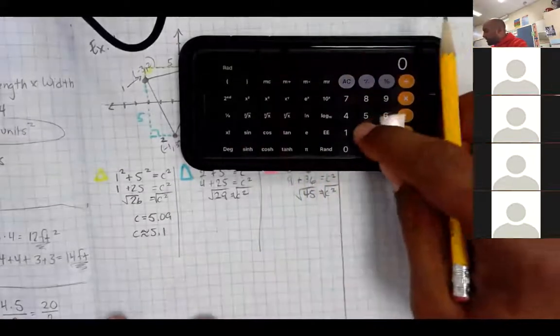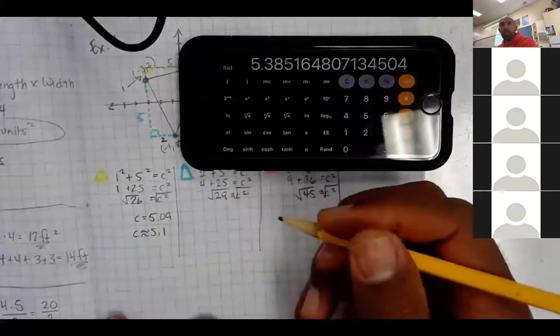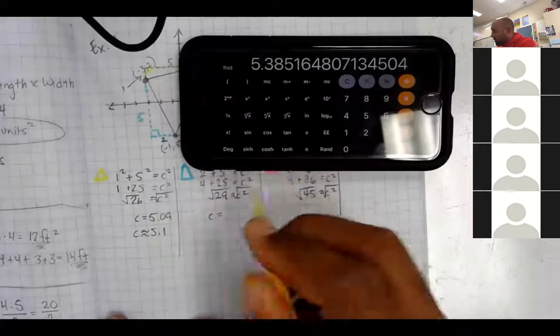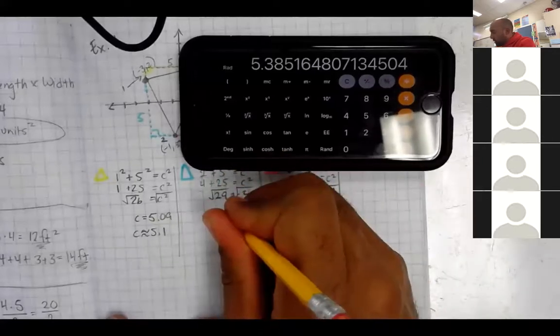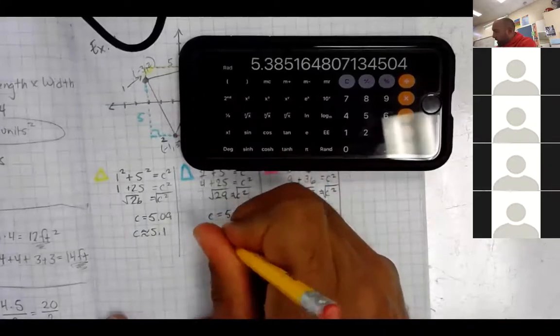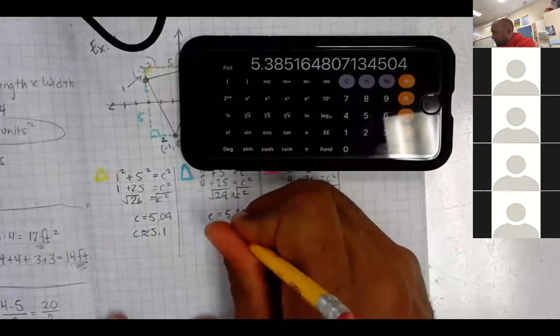with the 29. So 29, and then I hit the square root button. Again, you don't have to use your phone. I'm just showing you guys ways you can do this. Okay, so this is going to equal 5.38. And if I round that, the 8 will round up the 3 to a 4.